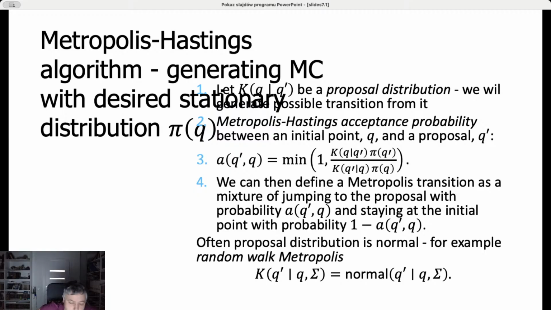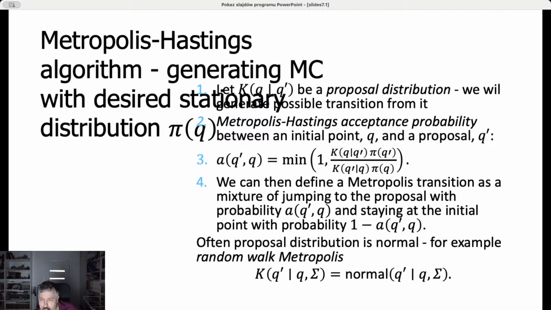There is some kind of distribution. It's random with a given distribution. We know its density. That's it. Usually normal. Then we start with a point and generate a proposal, that is, a sample from this proposal distribution, a distribution that is easy to work with.